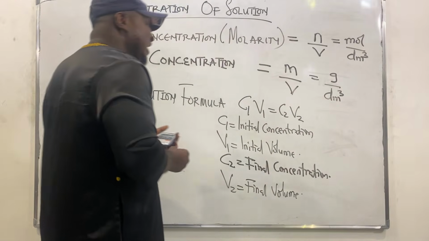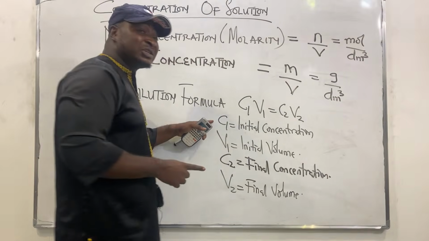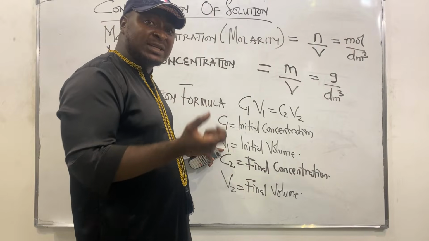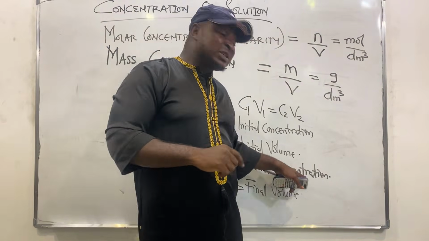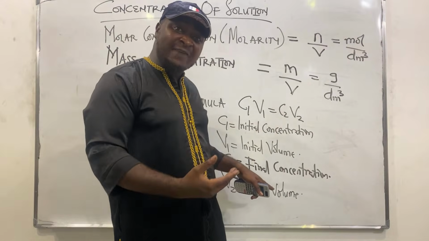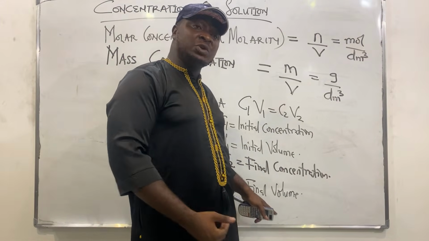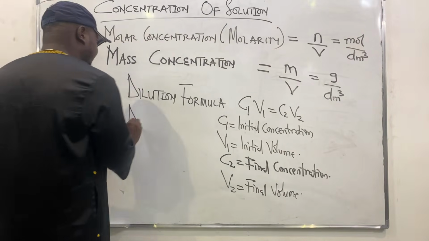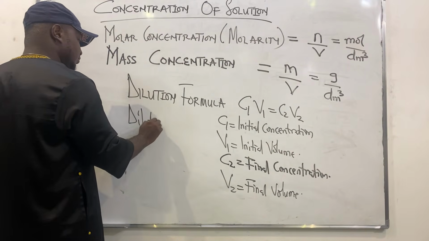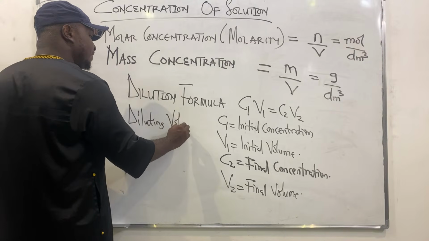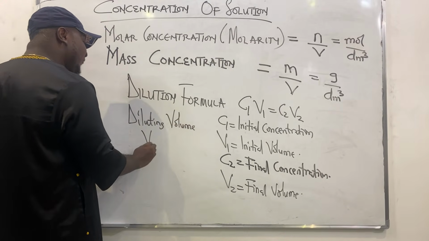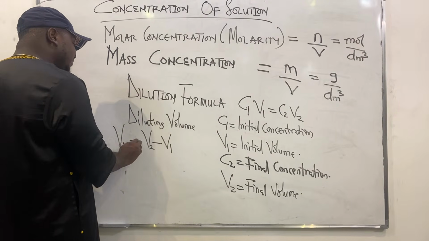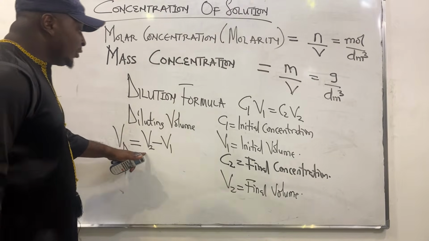Exactly. So class, initial concentration is the concentration of the solution before you added water. Initial volume is the volume of the solution before you added water. Final concentration is the new concentration after water was added. Final volume is the new volume after water was added. This is what we call the diluting volume. The diluting volume is the difference between the final volume and the initial volume, V2 minus V1. We call it VD.